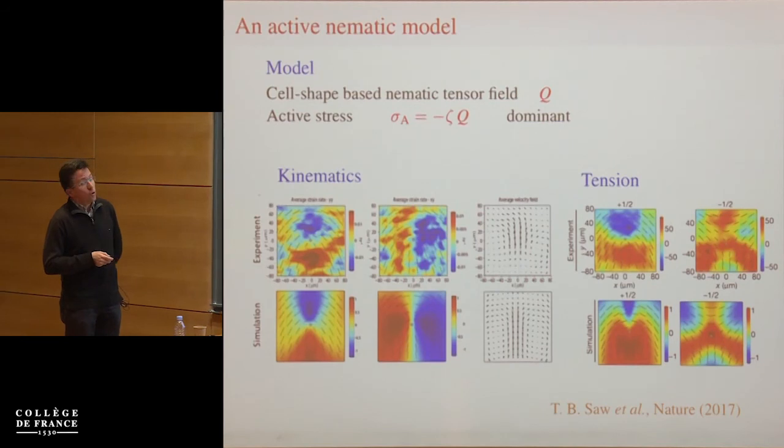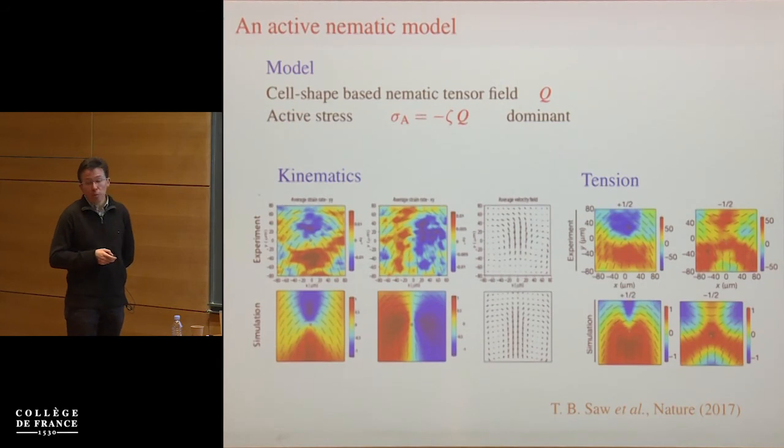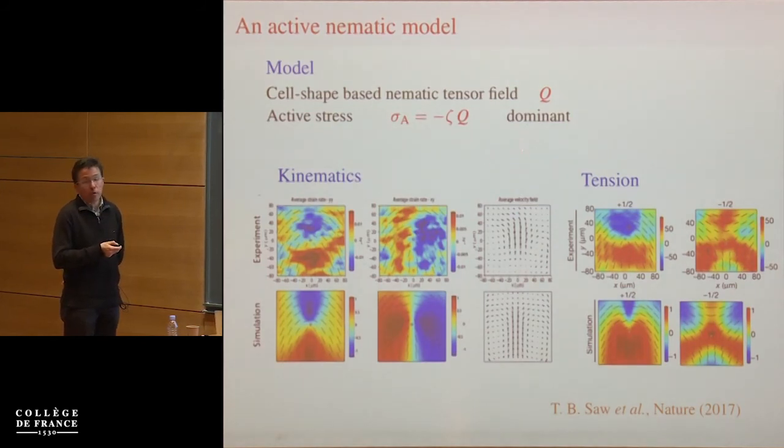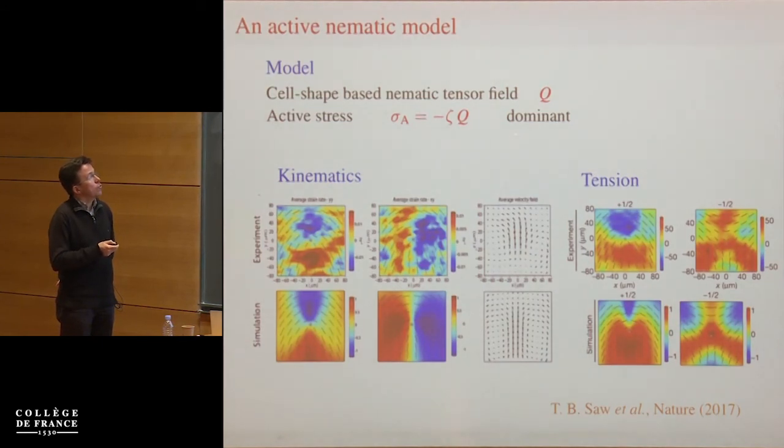Our colleagues at Oxford did a bit of modeling of the system and used an active nematic model in order to try to make sense of this situation. They used parameter values for which the active stress is in fact dominant in stresses. And they used numerical simulations which allowed them to reproduce the observations made in the experiments, both for kinematics and for stresses.